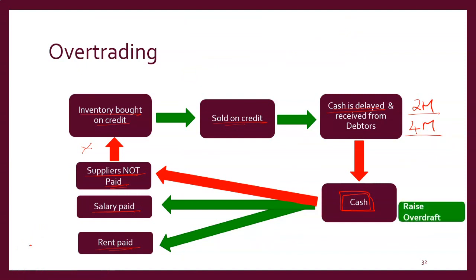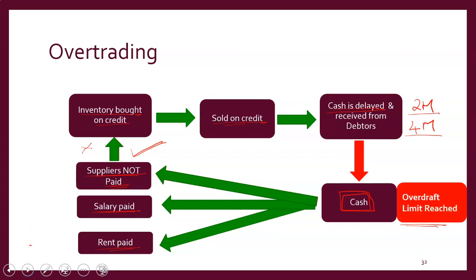So in order to overcome this, what we can do is raise an overdraft. We can go to a bank and raise an overdraft. Now we'll have a sufficient amount of cash. With that cash, we can pay our suppliers. Okay. So the suppliers are not hurt now because we have raised an overdraft.